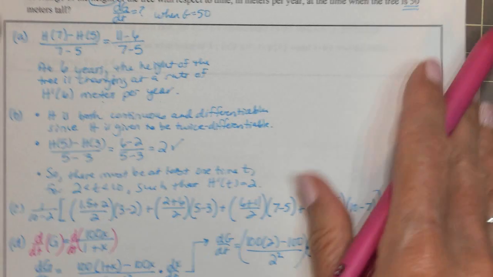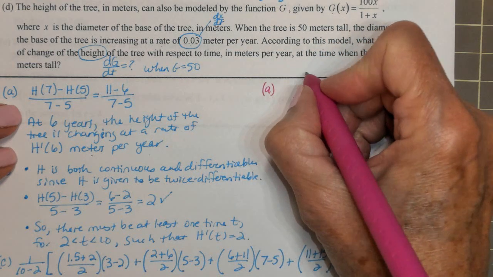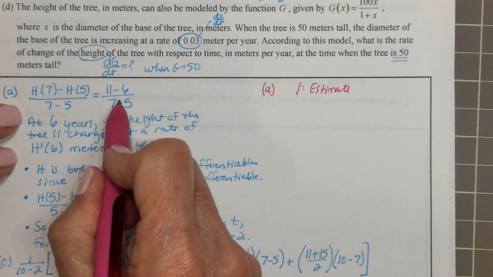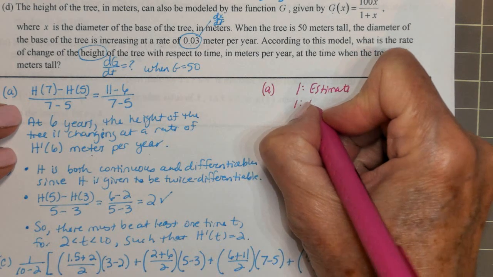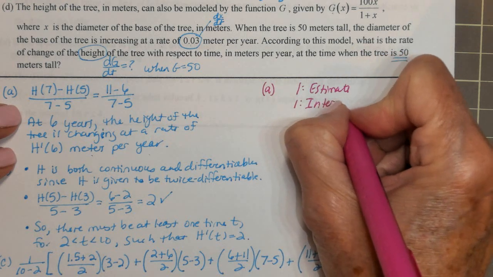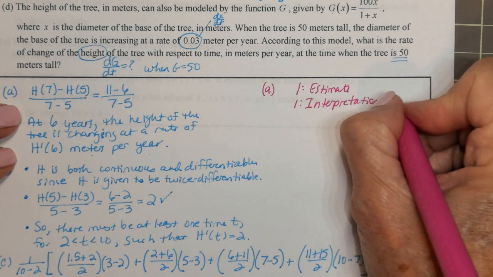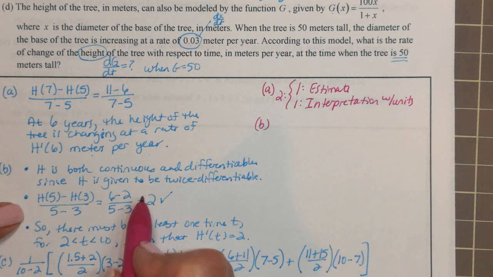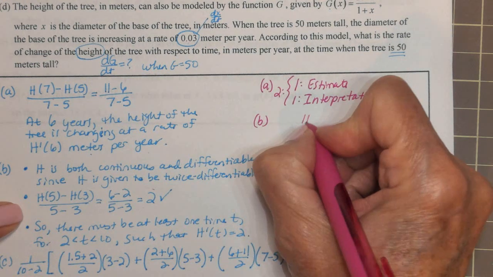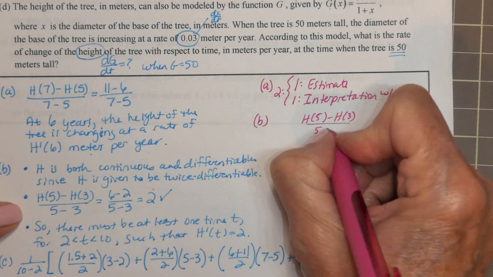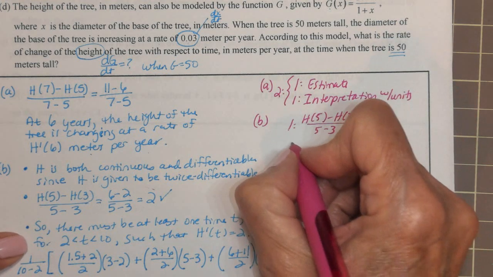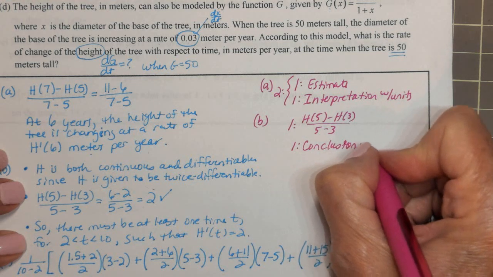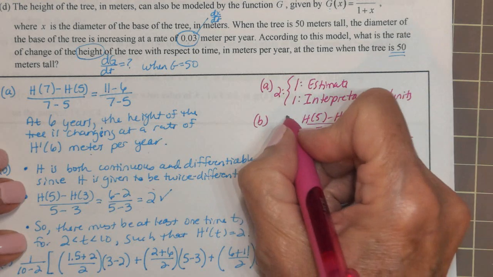Okay, how was this problem scored? Let's take a look. 1.4 in part A, 1.4 the estimate. And there was a note that said you must have this and you must have that. 1 point for the interpretation with units. So 2 points for part A. Part B, also 2 points. 1 point was for this step here, for the value of h of 5 minus h of 3 over 5 minus 3. And then 1 point for the conclusion using MVT, which means you have to have shown that MVT applies.